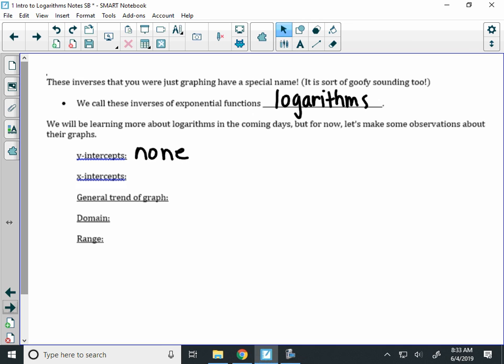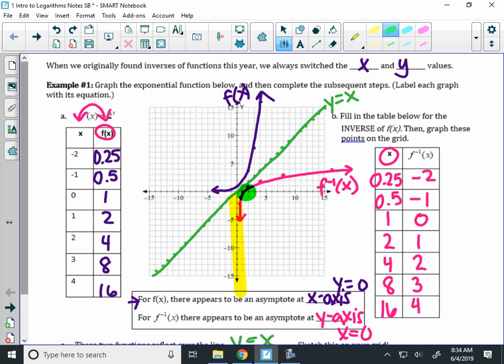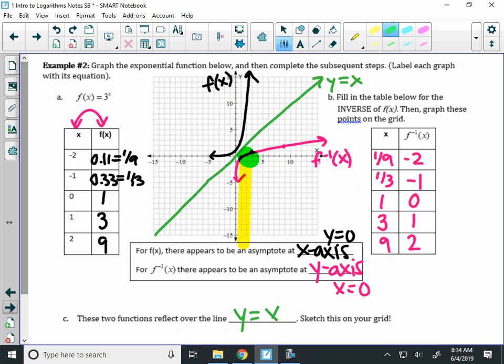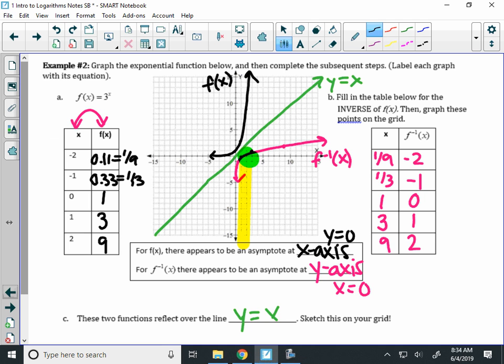For the pink graphs again, though, when I look at the x-intercept right here, it looked like it did have an x-intercept at (1, 0) for both of those graphs. So we have x-intercepts at (1, 0). It looks like the trend of the graph, both pink graphs are increasing.